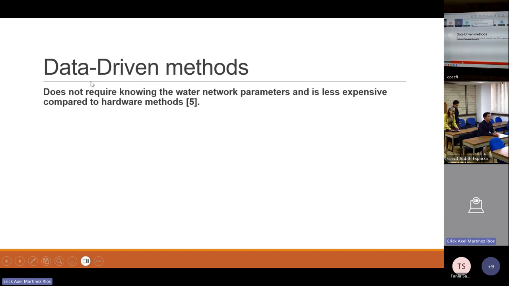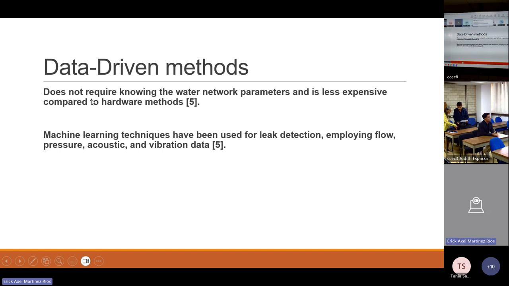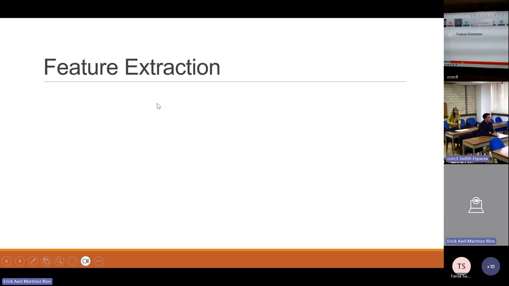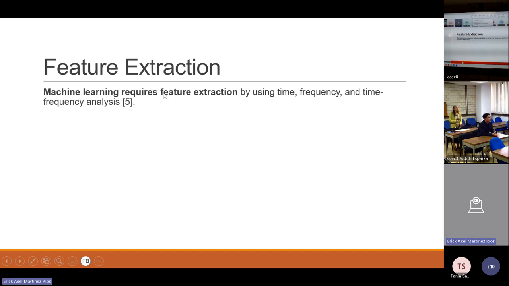The main advantage of using data-driven methods is that they do not require to know the exact parameters of the water network, and also it is less expensive compared to hardware methods. In this regard, in particular, machine learning techniques have been used to perform water leakage detection by employing flow, pressure, acoustic, and vibration data from the water network. And common techniques that we can find in the literature are the logistic regression, neural networks, and convolutional neural networks. But one of the key problems of using these machine learning techniques is that we need to perform feature extraction. This feature extraction process of the signal under interest should be performed in the time, the frequency, and time frequency analysis. But the problem is, how can we compute features using these representations?